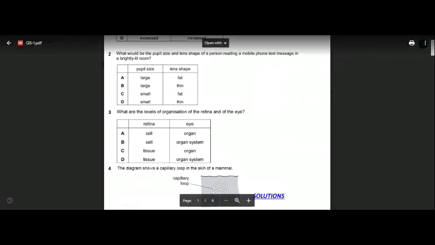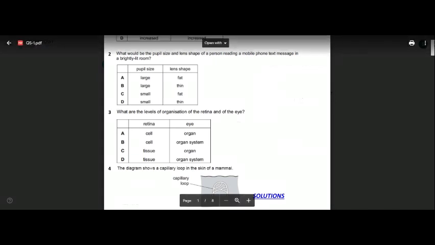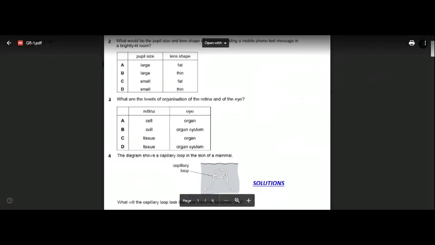The pupil size becomes smaller to let less light pass through because it's so bright. Our mobile is so close to your eyes, so the ligaments on both sides of your lens relax, which lets the lens get rounded, more curved, fatter, so it can actually focus the light onto the fovea. So the answer is C. Let's move on to the next question.